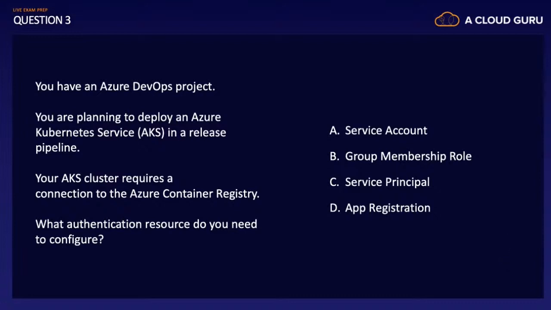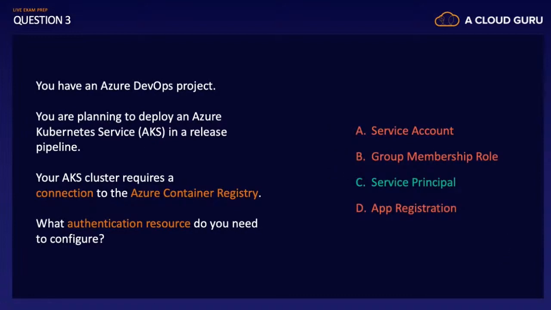Let's go ahead and pull in our relevant pieces of information. We have two different Azure services, an AKS cluster and the Azure Container Registry service. We need to securely connect one service to another, and we're specifically focused on the authentication resource that we want to work with. Based on that, let's go ahead and throw out our incorrect answers.